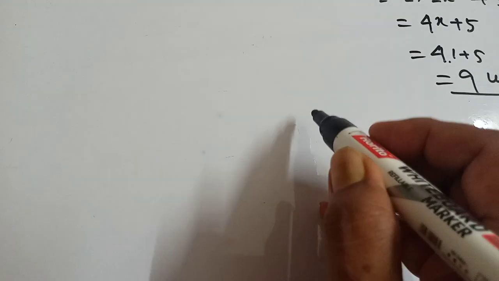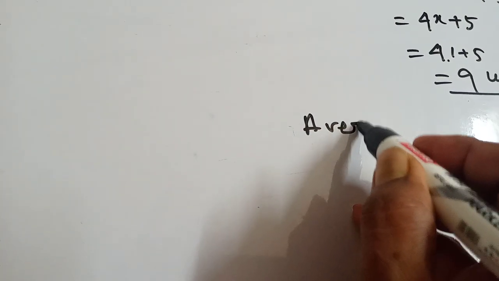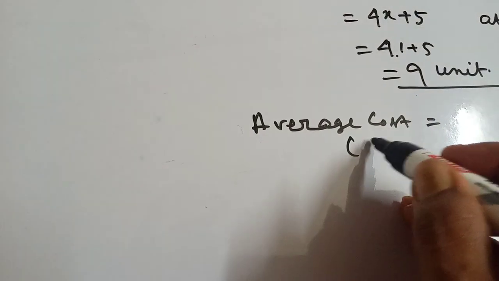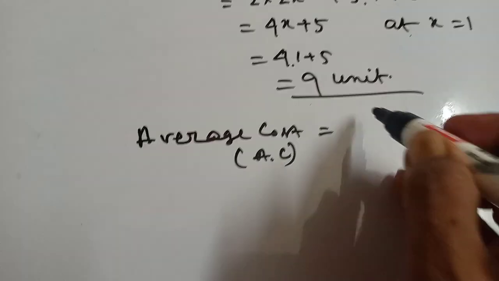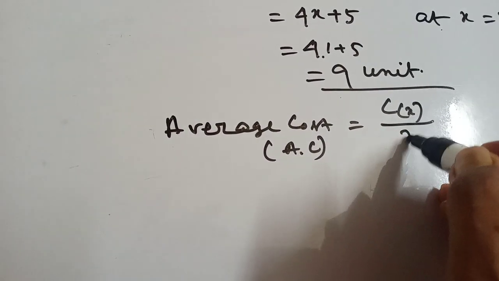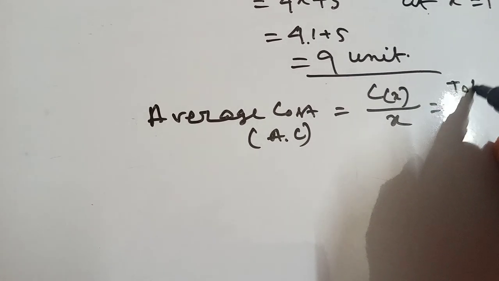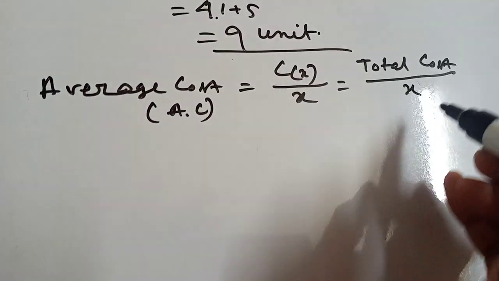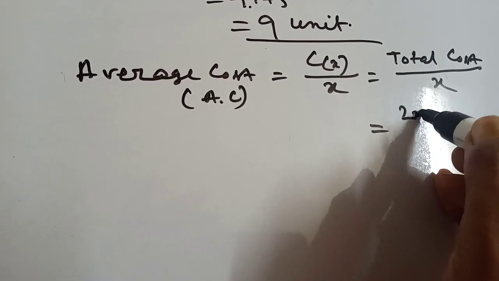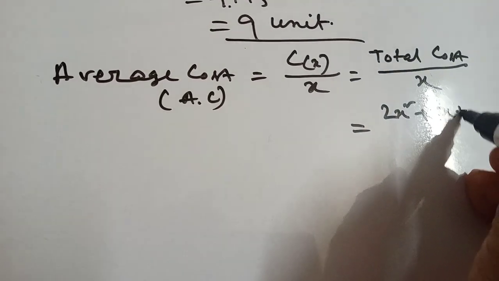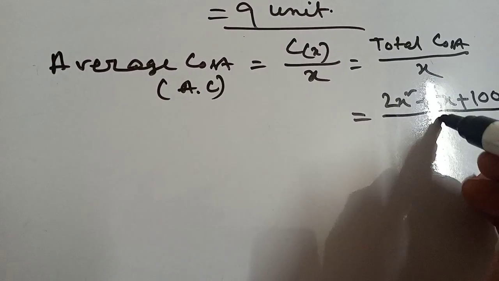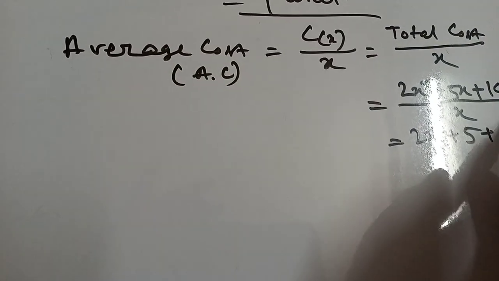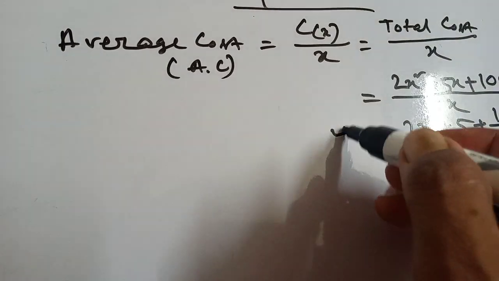Now average cost. Average cost equal to AC. Then you will get cx by output, that means total cost by x. Here total cost is 2x square plus 5x plus 100 by x. Now dividing both sides by x, that means 2x plus 5 plus 100 by x. This is average cost.